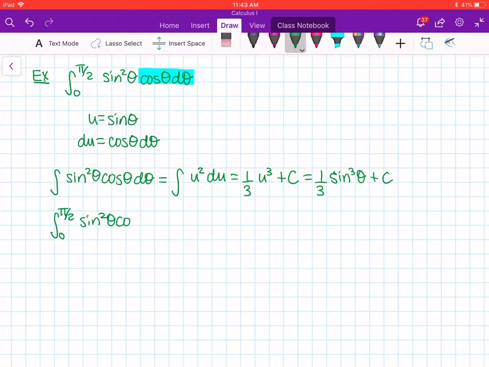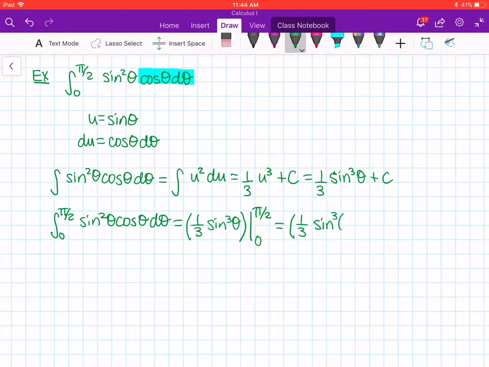Now let's substitute in our limits of integration. So this is our original integral. Okay, when we substitute in, you get 1/3 sine cubed theta. The fundamental theorem of calculus says you evaluate it from 0 to pi over 2. Alright, so we're going to substitute in pi over 2 first. We get 1/3 sine cubed of pi over 2. And then we subtract 1/3 sine cubed of 0.